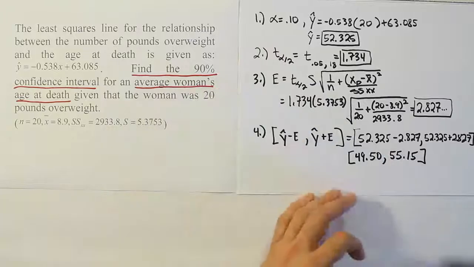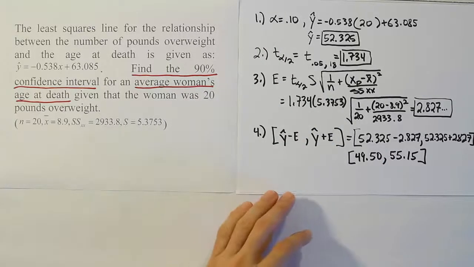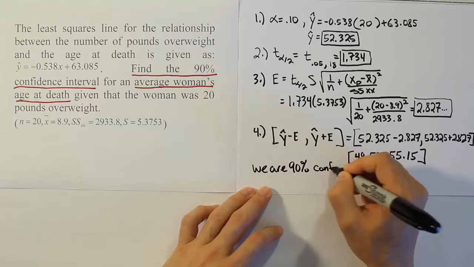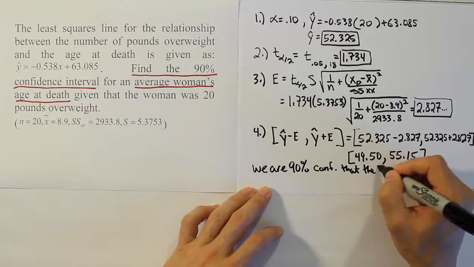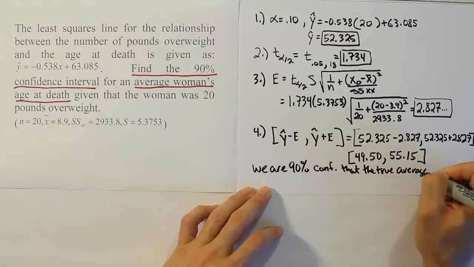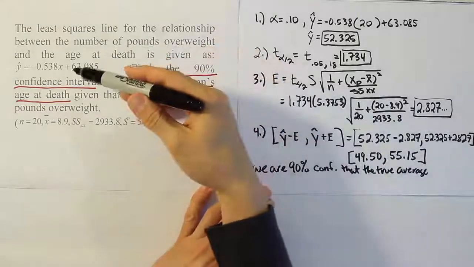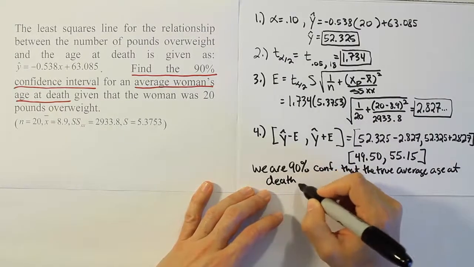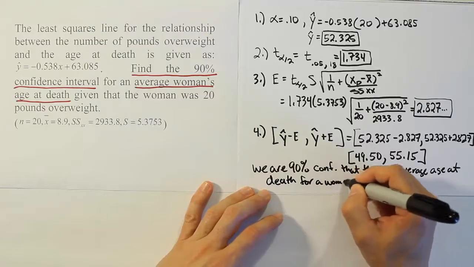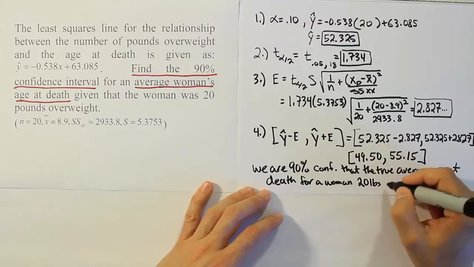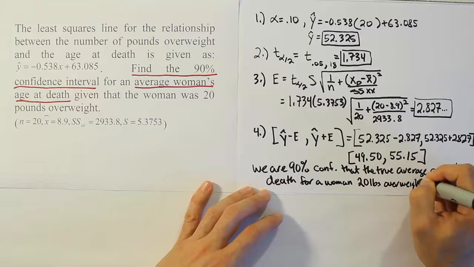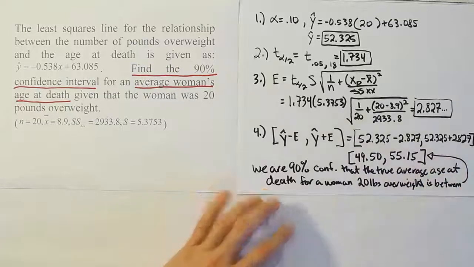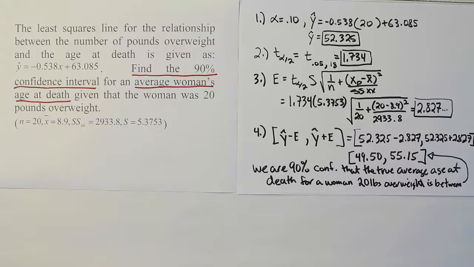Those are the number of years, and in our interpretation, we're going to say that we are 90% confident that the true average age at death for a woman 20 pounds overweight is between 49.5 and 55.15. That's our interval.